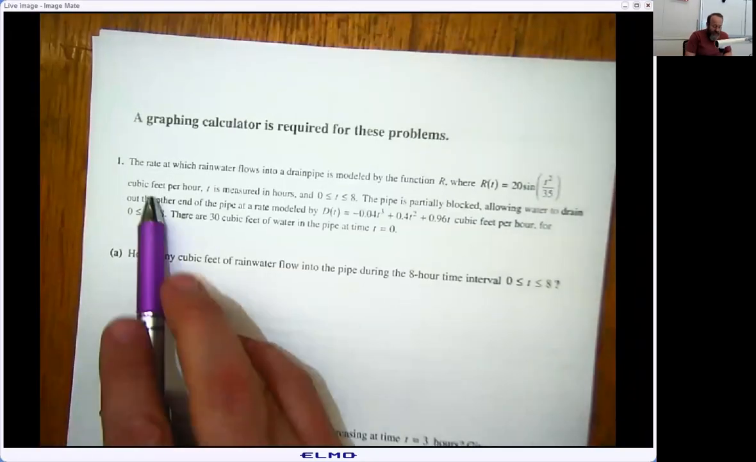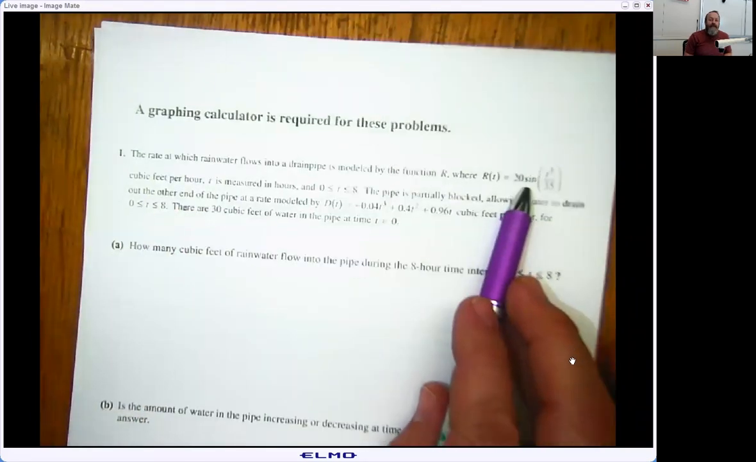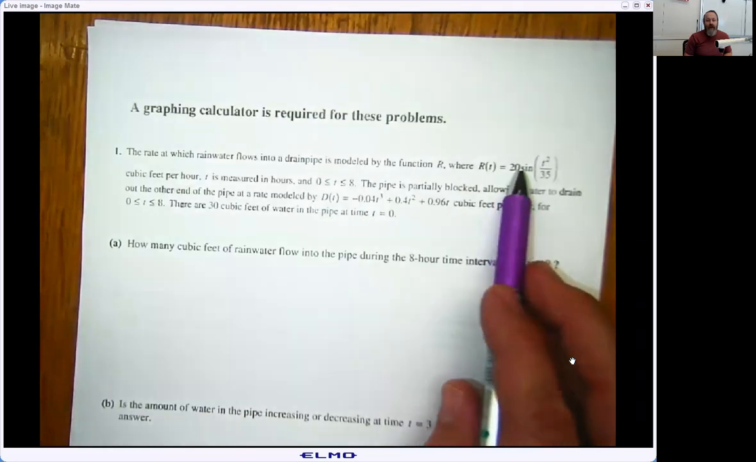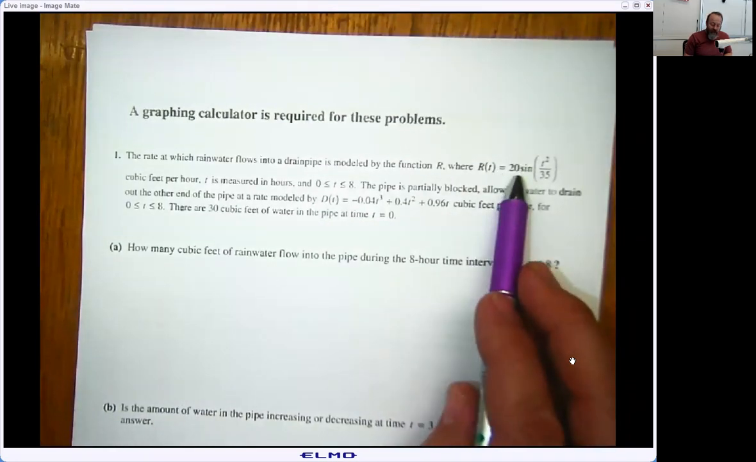This one actually comes from the 2015 exam. It's also question number 1. It's kind of a question that the writers tend to enjoy talking about. So in this particular question, here we go. We're going to be looking at the following story, that the rate at which water flows into the drain pipe is given here. Notice that equation does not tell you how much water, but it's the rate at which water flows. So notice it's a sine wave.